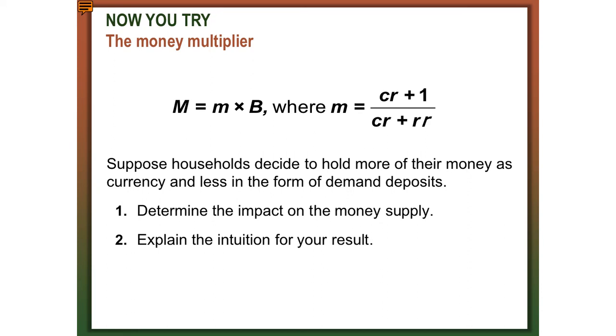This is the type of question I'd really like you to be able to answer, because this is going to help you to make sense of things you see in the news and interpret and analyze events out in society. So now that we've built this model of the money supply, how should we interpret events that happen?